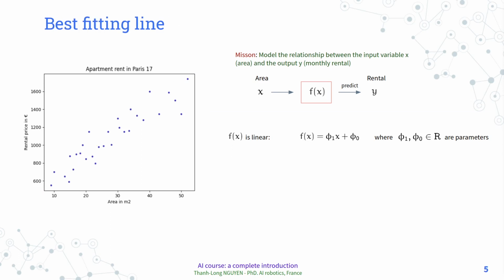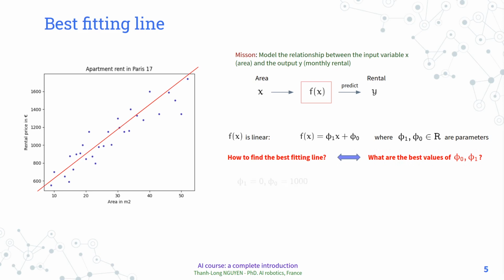Okay, as you see, the idea of linear regression is to find a linear function f of x that predicts the output y. And I would like to remind you that the graph of the function f of x is a straight line, and we want this straight line to fit the data points. But how do we find the best fitting line, that is, the straight line that best fits the data points? Or equivalently, what are the best values of phi0 and phi1? Because different values of phi0 and phi1 give different straight lines.